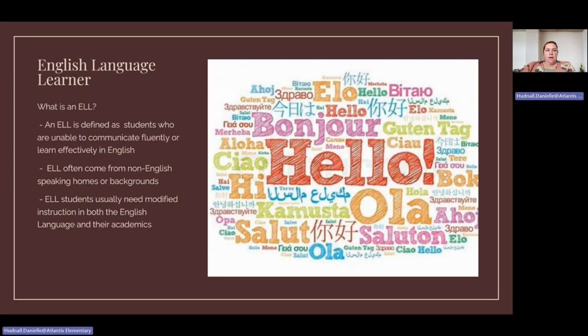What is an ELL? An ELL is defined as a student who is unable to communicate fluently or learn effectively in English. ELL students often come from non-English speaking homes or backgrounds. ELL students usually need modified instruction in both English language and their academics.